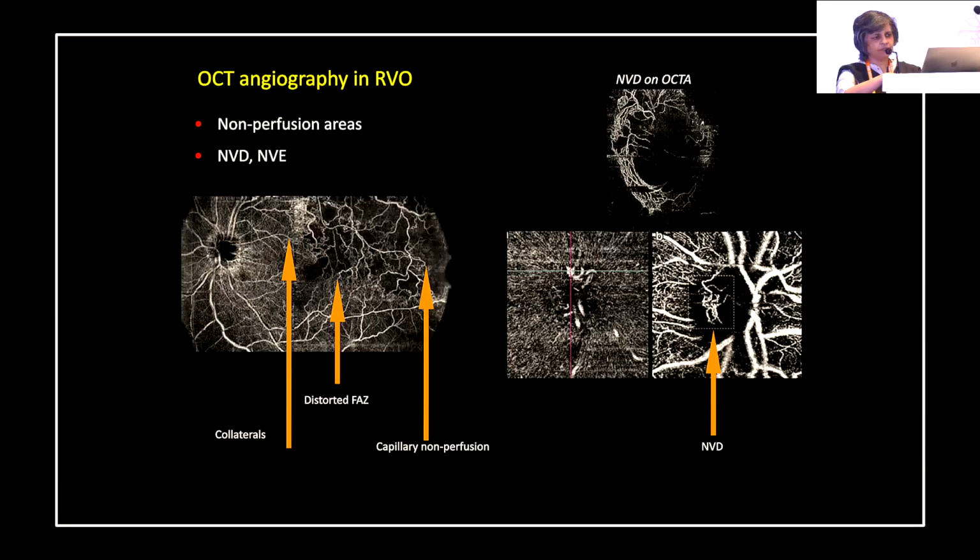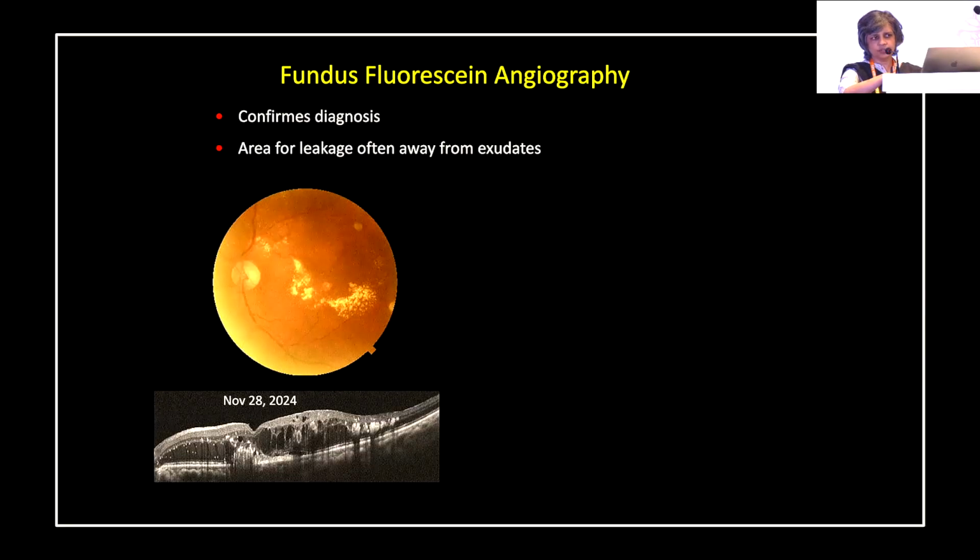OCT angio has become very important to see macular ischemia, or even it picks up new vessels on the disc or elsewhere which were not expected. However, OCT angio cannot show us the leakage which we need to see for doing macular laser.